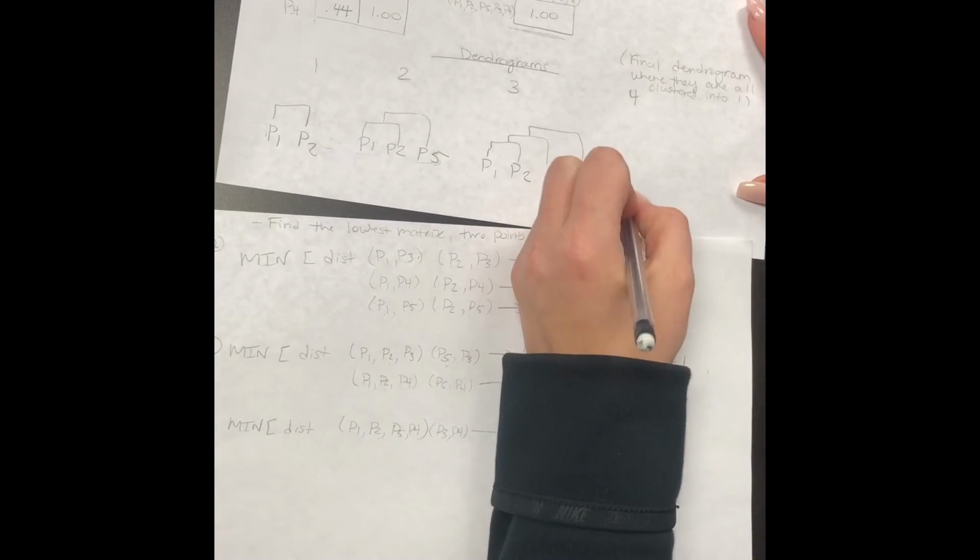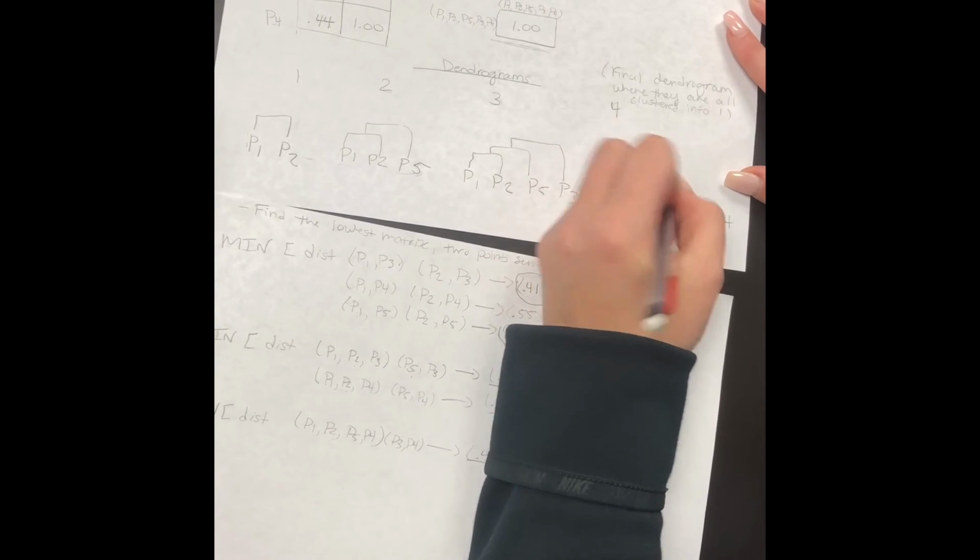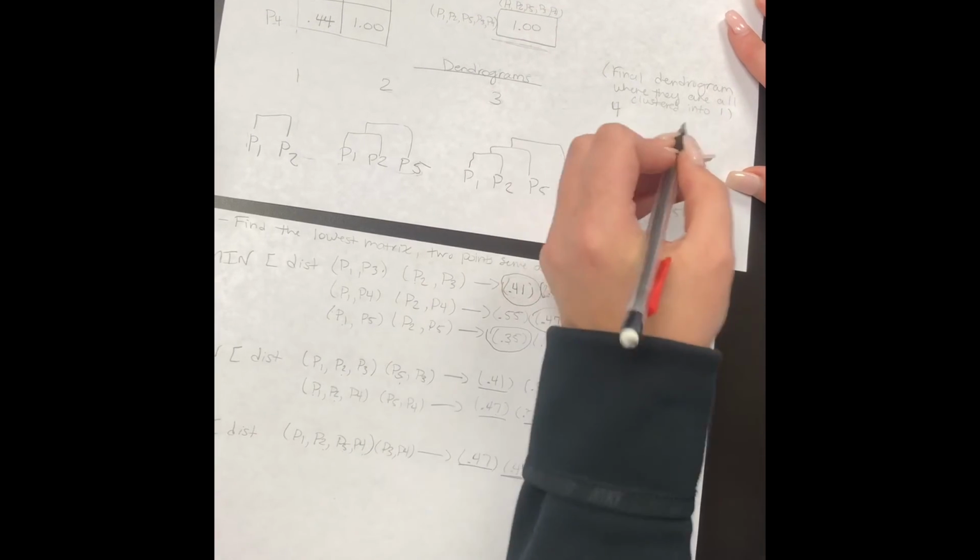So for our final dendrogram, we have all 5 components here. It's basically going to be the same thing as the others, except you're going to connect them now like that. And this is how you do HAC.